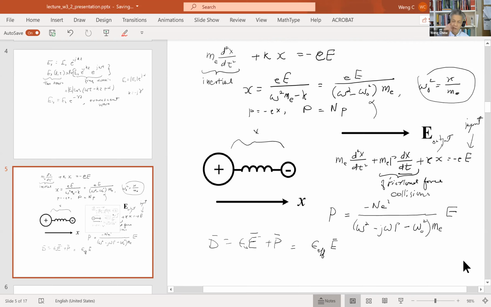Yeah, I don't know where it came from, but then you can go to the even more complicated case where you add an additional term on the left-hand side of that equation. It becomes a second order ODE with three terms. Again, you can convert this into an algebraic equation using the phasor technique and relate your x to your E, and then after that you relate your P to your E and get this effective permittivity. So yeah, very good question. Any other questions that you might have?